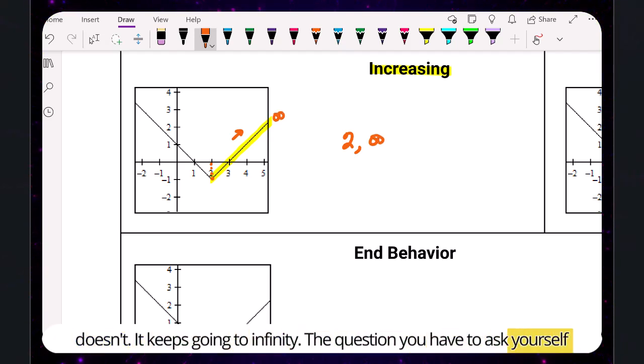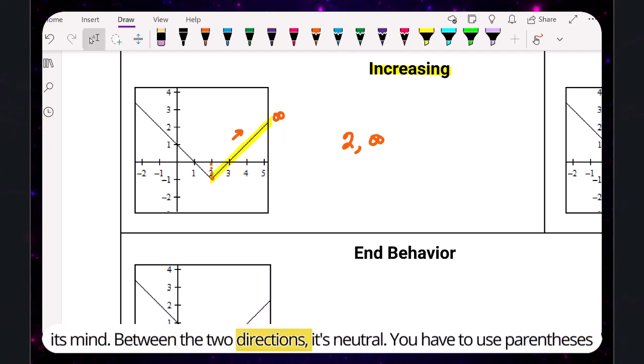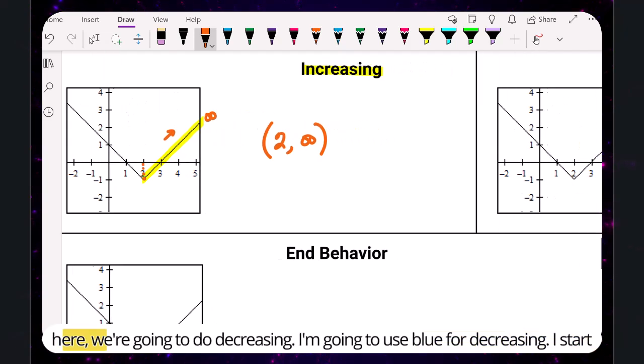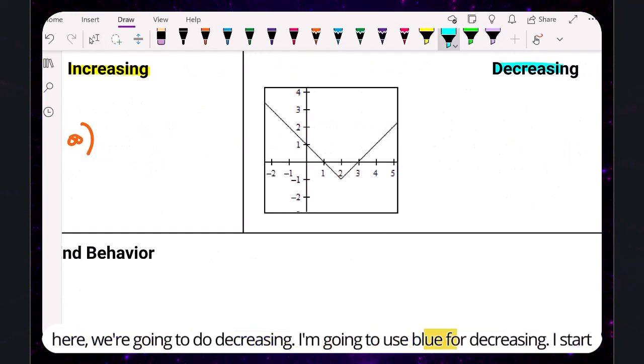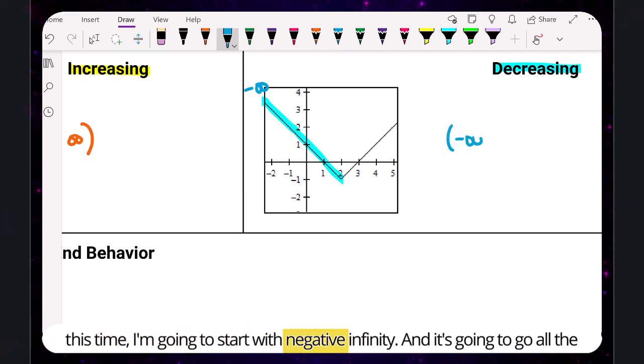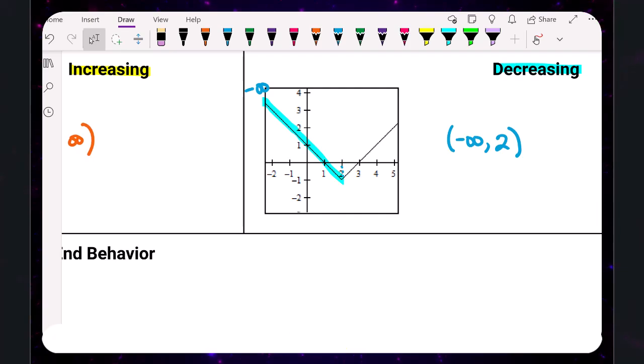The question you have to ask yourself, though, is it actually increasing at 2? No, because it's the vertex, it's changing its mind between the two directions, it's neutral. You have to use parentheses. And then you can't be equal to infinity, so once again, parentheses again. Over here, we're going to do decreasing. I'm going to use blue for decreasing. I start out decreasing and I stop at that same exact place where it started to increase. So this time I'm going to start with negative infinity, and it's going to go all the way up to where it stopped decreasing at 2, but don't include 2 in your answer.